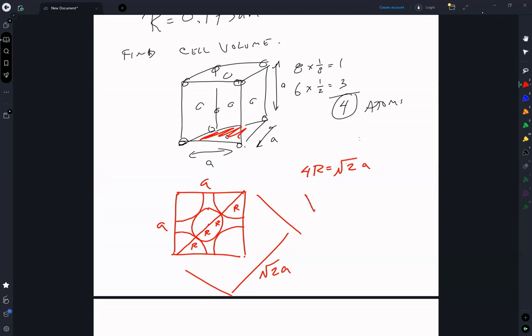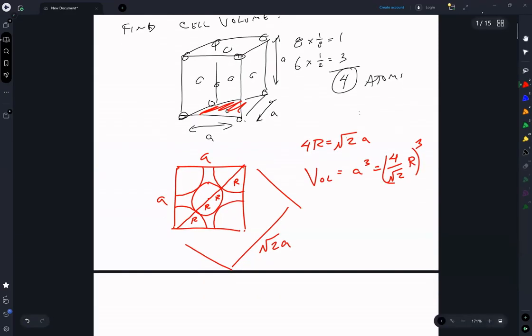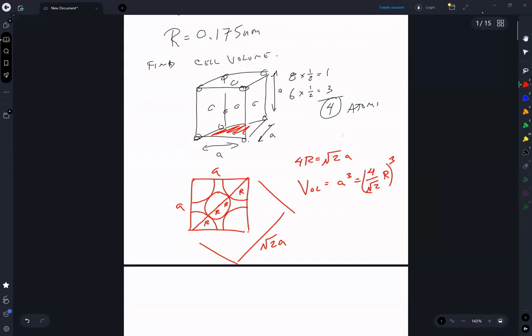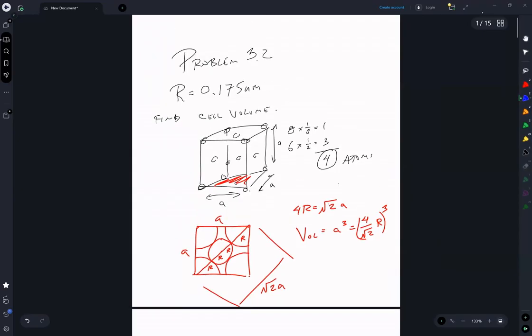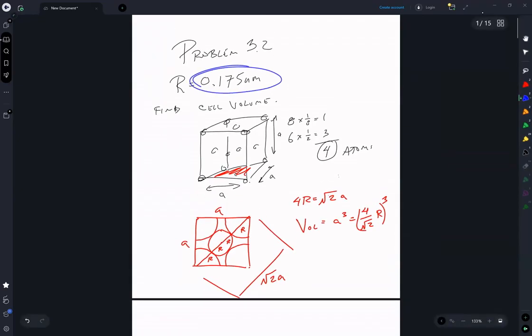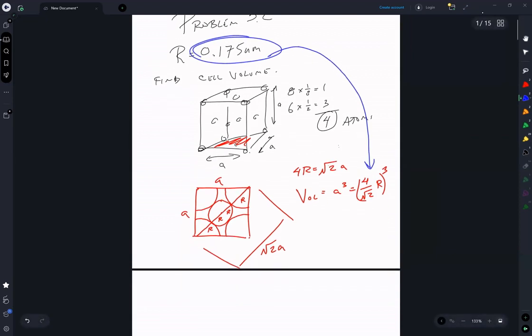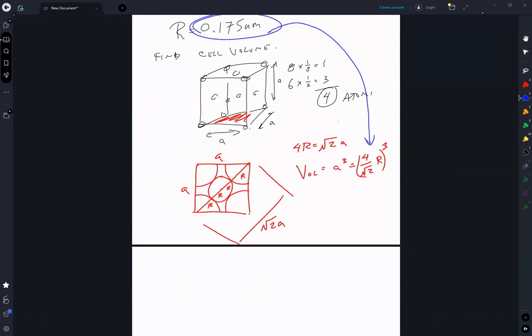And the volume of the cell is equal to a cubed, which is equal to 4 over square root of 2, r, cubed. Substituting in our given value for r, we get the volume of 0.121 nanometer cubed.